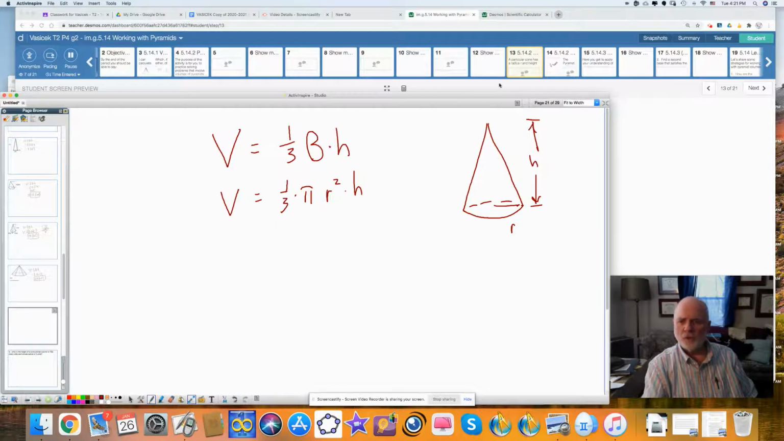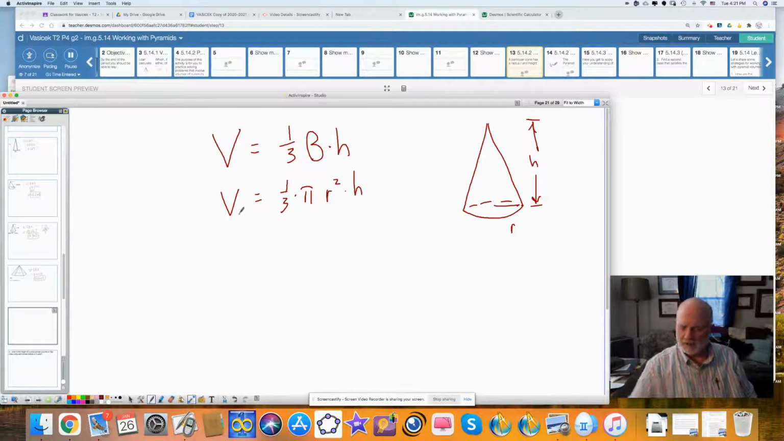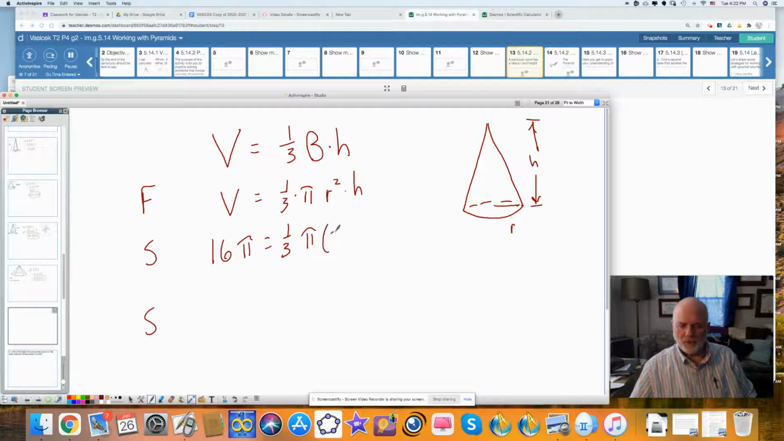We are told in this description that the volume is 16 pi and the radius is 3. So if my volume is 16 pi, I'll substitute the values. This is my formula. I'll substitute the values and then I'll solve. 16 pi and a radius of 3, so I have 1/3 pi times 3 squared times the height, which is what I'm looking for. What is the height going to be? I'm looking for this variable.